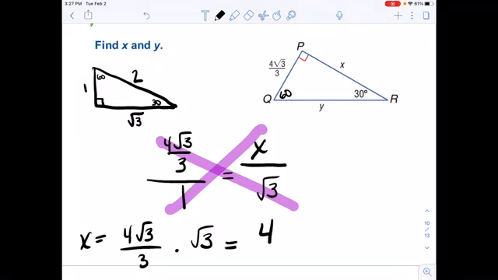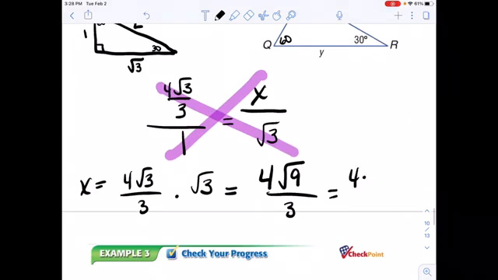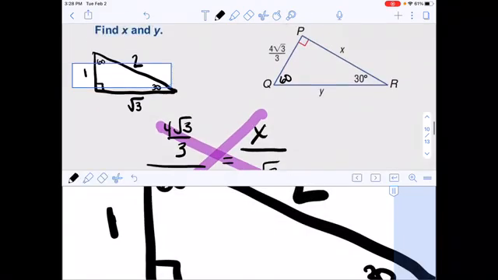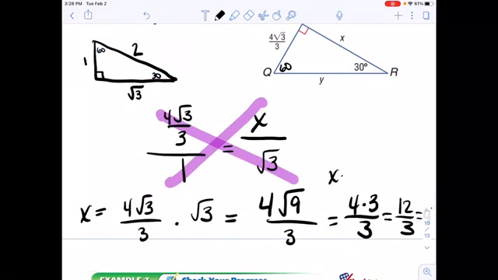You end up getting 4 root 3 times root 3 is 4 root 9 over 3. Now root 9 actually simplifies, so 4 times 3 over 3. And then you can say that's 12 over 3 equals 4, or you could have seen that those just went ahead and reduced right away. Either way, you get that x equals 4.